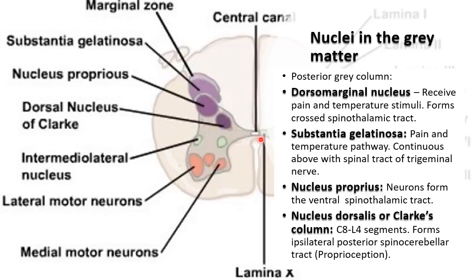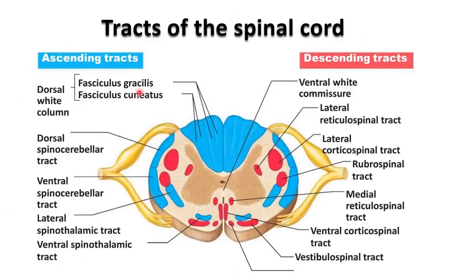So that part I am not actually going into those details. For the undergraduate level, that is not much necessary. So coming to the tracts of the spinal cord, I am just giving the names of the tracts here because that is more of physiology. And here you are able to see, on one side all the descending tracts are labeled and on the other side all the ascending tracts are labeled.